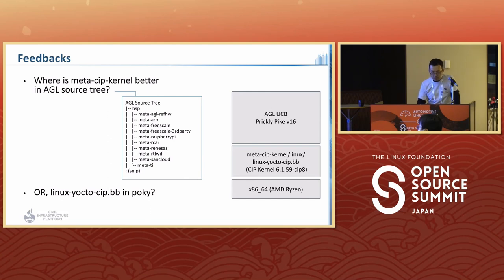I will be happy if you give me feedback. If the CIP kernel or CIP kernel recipes are imported, what could be the best approach? Is it better to replace each community-based kernel in the BSP layers individually? Or should I discuss with the Yocto Project community whether Poky could have a CIP kernel recipe? I'm not sure.